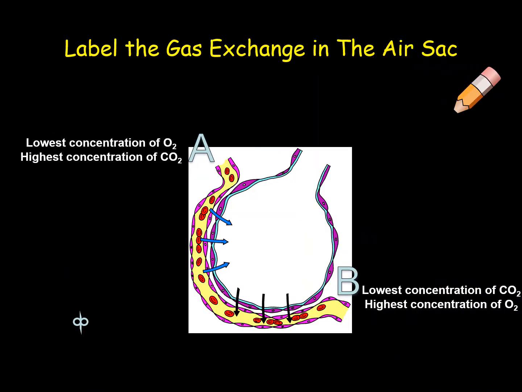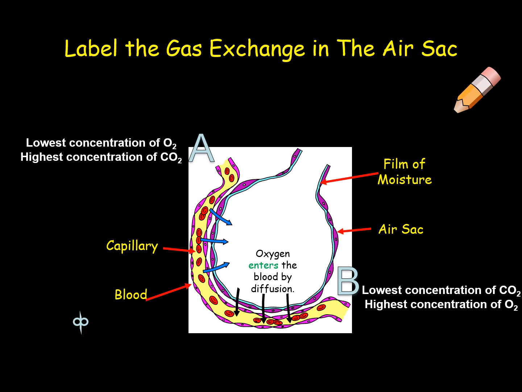So to summarise that, we would print out the little alveoli with the capillary and stick it into our jars. So we could add labels to that. So you've got your capillary, you've got your air sac or your alveoli, and you've got your film of moisture and your blood. You've got your oxygen entering your blood by diffusion, and you've got your carbon dioxide leaving the blood by diffusion. Now, sometimes the SQA will put in a question of where is the lowest concentration of oxygen.